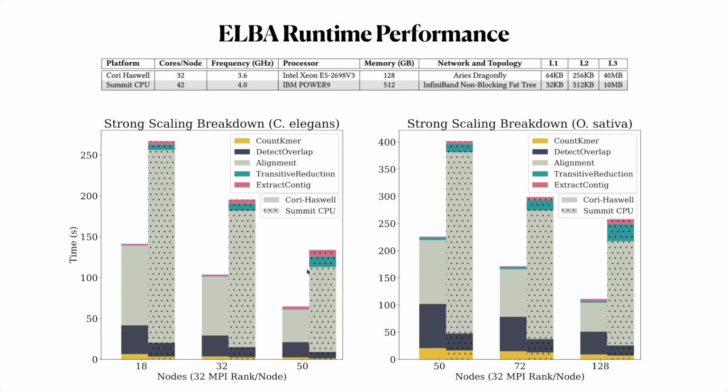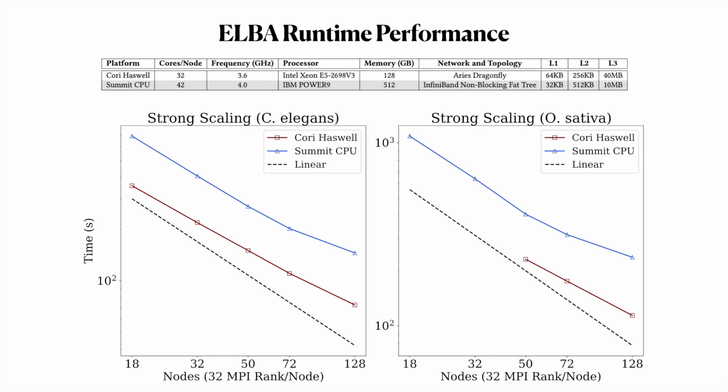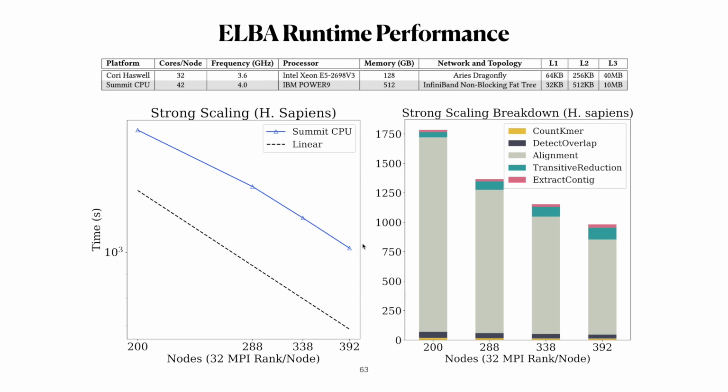The extraction of contigs is communication bound, so it doesn't necessarily scale particularly well, but it's also very fast in general. The majority of time is spent doing alignments, and this is true with most assemblers. This is the log plot format of those strong scaling results. We also ran Homo sapiens, a human dataset, to show that this scales to much higher node counts as well. To conclude, ELBA is a long-read de novo genome assembler.